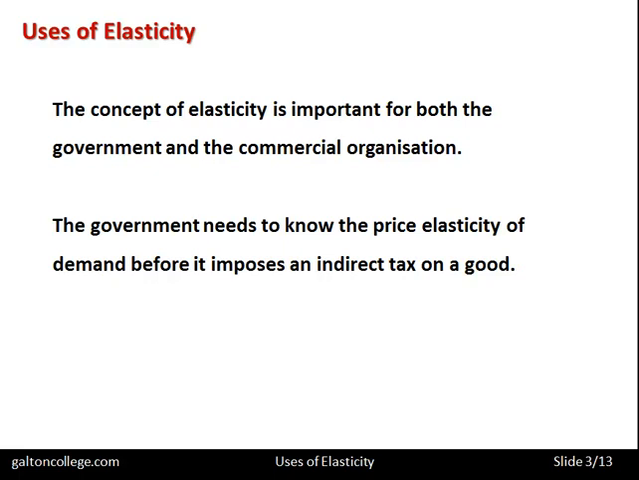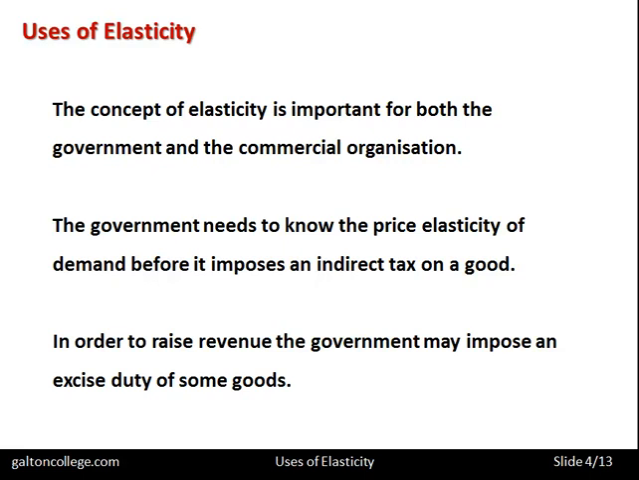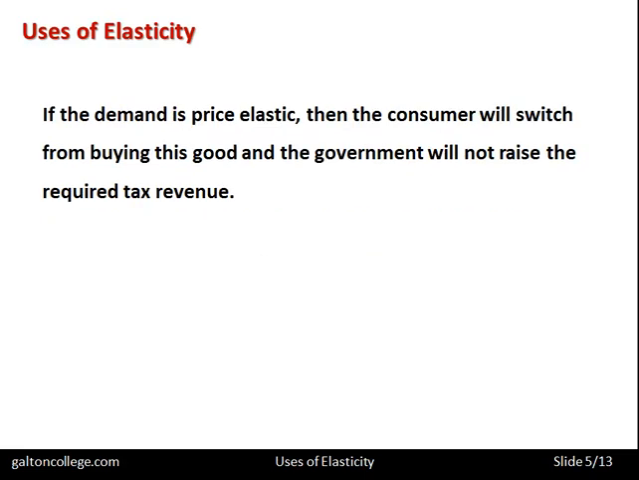So the government must understand the importance of elasticity of demand when imposing taxes. In order to raise revenue, the government may impose, say, an excise duty on some goods, but it must understand the consequences of doing that, and to do that it must have some appreciation of the likely elasticity of demand for those goods. If the demand is price elastic, then the consumer will switch from buying this good and the government will not raise the required tax revenue. So if it's an elastic demand, the consumers may simply stop buying the good, in which case the government has imposed a tax, but now actually gets less than perhaps it did before. It gets less because the consumers have switched away. The price is now too high and the consumers have moved to other products or switched their demand elsewhere.